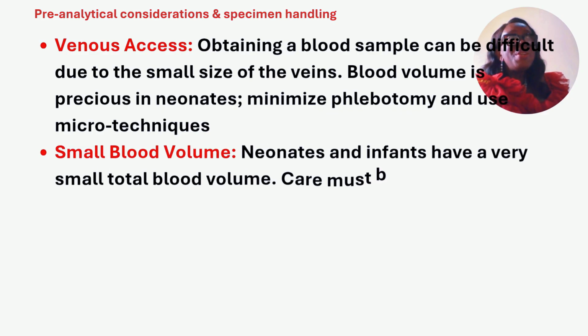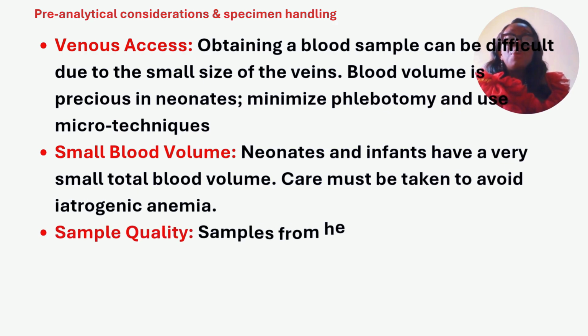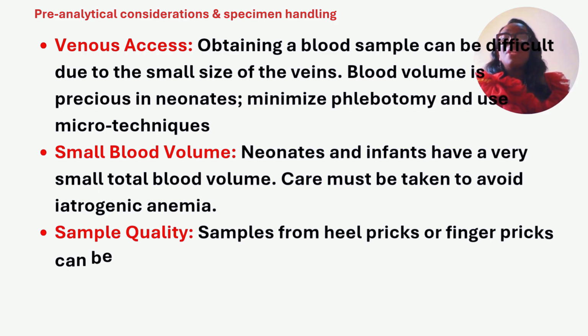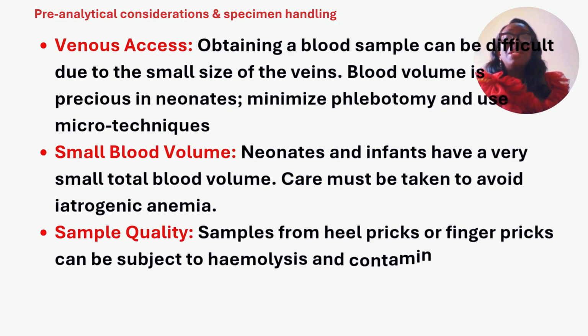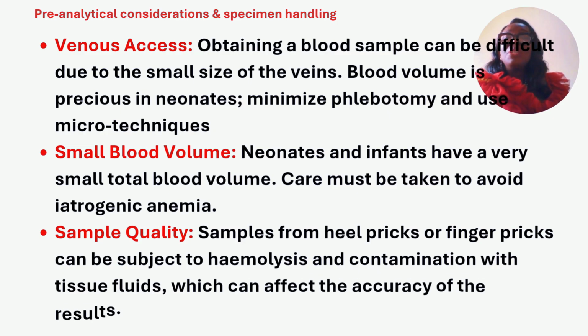What do you do when you are collecting blood, or the things you do when you collect a sample from a neonate? Venous access. Obtaining a blood sample can be very difficult in neonates due to the small size of the vein. The blood volume required should be small, and blood is precious in neonates. Therefore, you should minimize phlebotomy and use micro techniques.